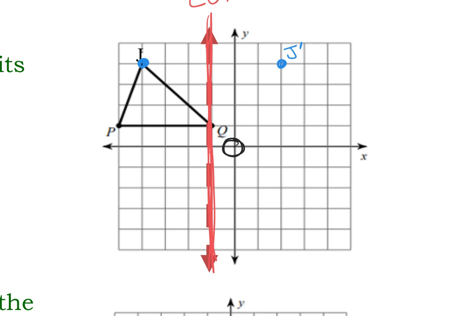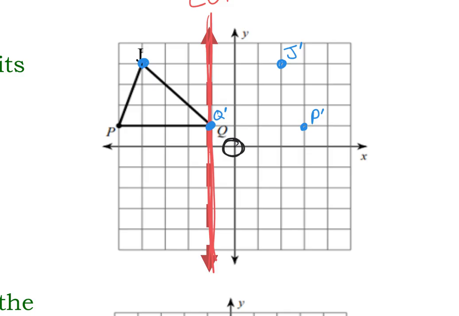Okay, Q is right here on the line. So when I reflect Q, where's Q prime going to be? Right there, right on top of it. So Q and Q prime are actually in the same spot. They're just on top of each other. Okay, and then P is 4 spaces away. So we're going to go 4 spaces in the opposite direction for our P prime.